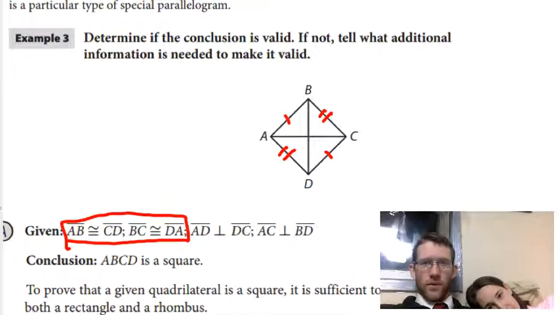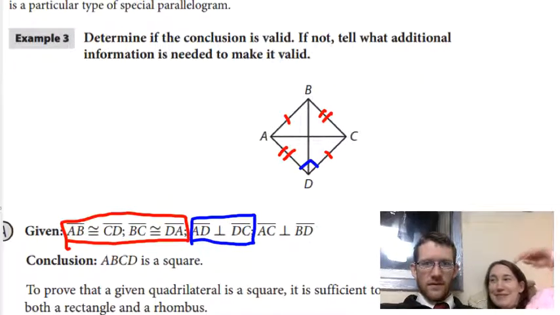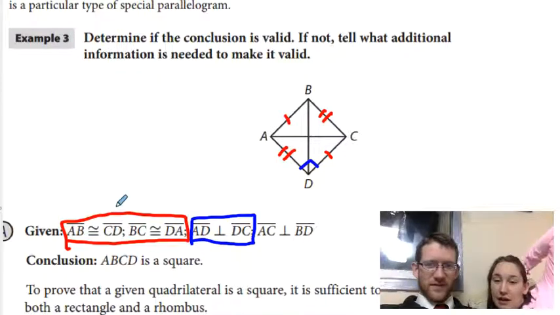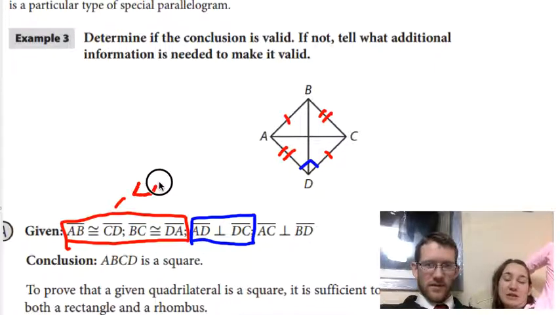So then we get the information that AD is perpendicular to DC. So AD is perpendicular to DC. So we can say, oh, look at that, that's a 90-degree angle. So now what type of shape do we know this is? This one, I'm just going to draw a parallelogram. Rectangle. Oh, so now we know it's a rectangle.